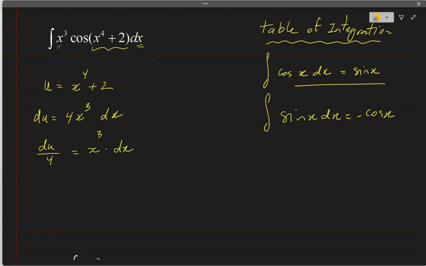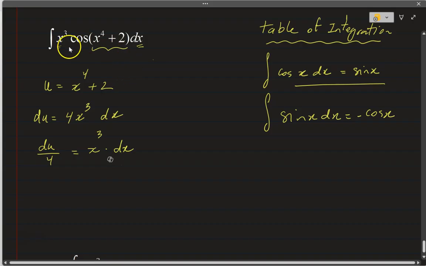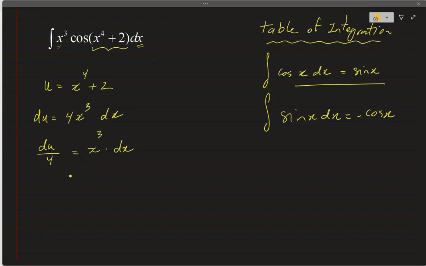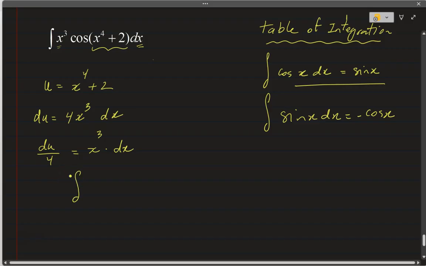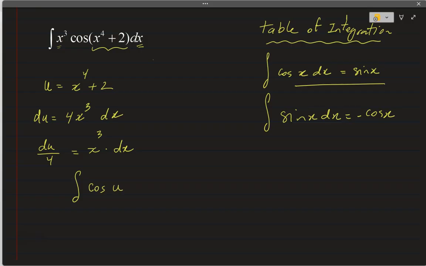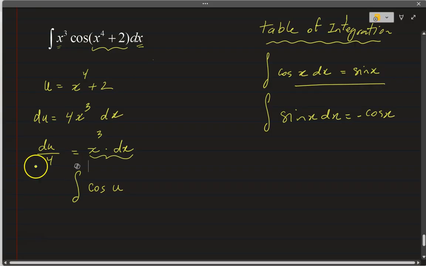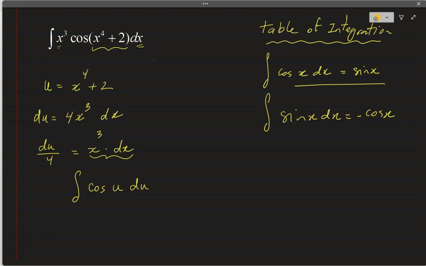Very nice. Now we're going to go ahead and replace what we see here with u and du. So let's rewrite. This is the integration of cos of u, and then for x cubed dx, which is right up there, we're going to put du divided by 4. Okay? And I'm just going to remove the constants. Remember one of the properties of integrals? That's cos of u du.